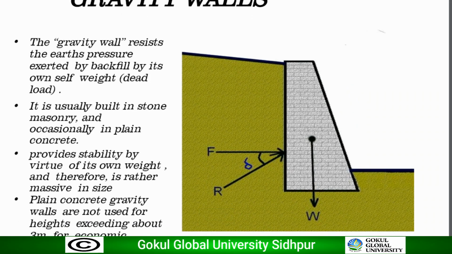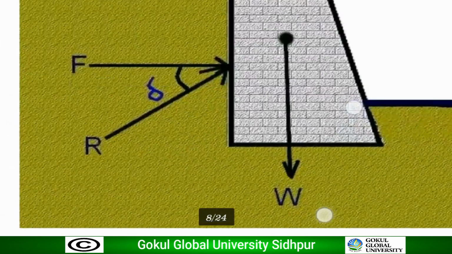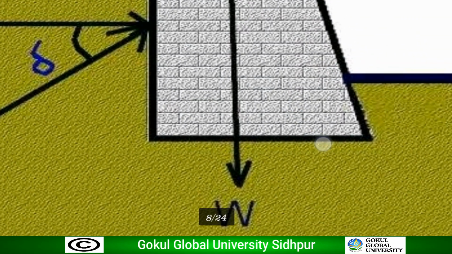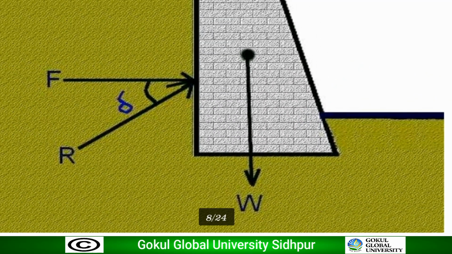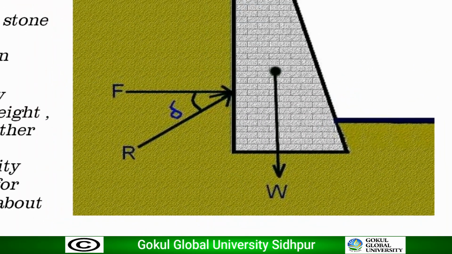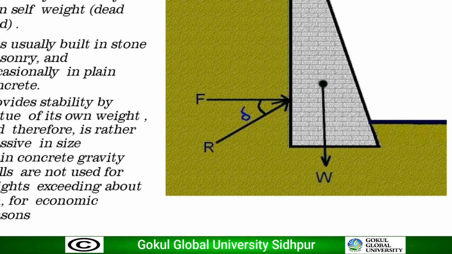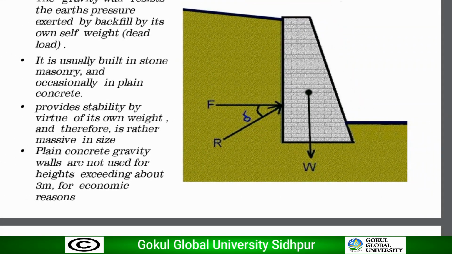A gravity retaining wall is made of plain concrete or brick masonry. The stability of the wall is maintained by its own weight, denoted W. It is generally made up to a height of 3 meters. Generally, where the required height is 3 meters, a gravity retaining wall is constructed. Remember that R is the resultant force acting on the retaining wall.